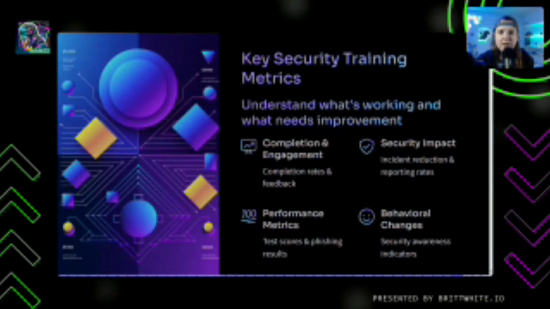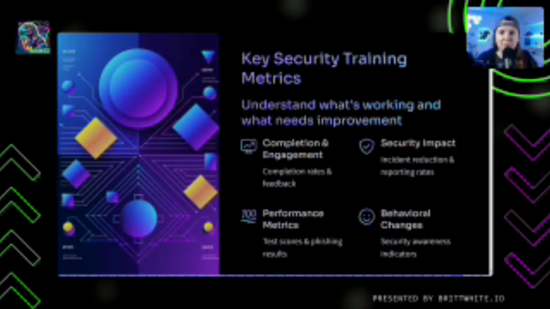Next, we have our security impact metrics. These are crucial. The number of security incidents caused by human error. This is our North Star metric. Are we seeing a decrease over time? Security reporting rates. When employees spot and report suspicious activity, it shows they're putting their training into practice.